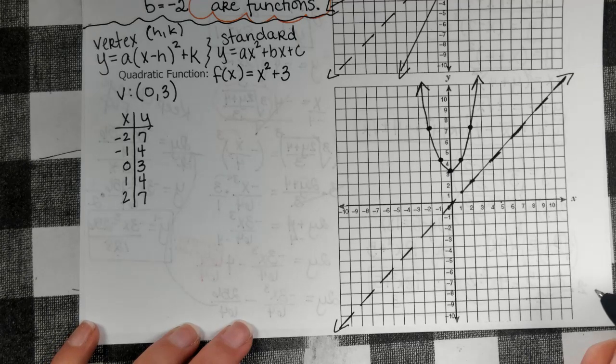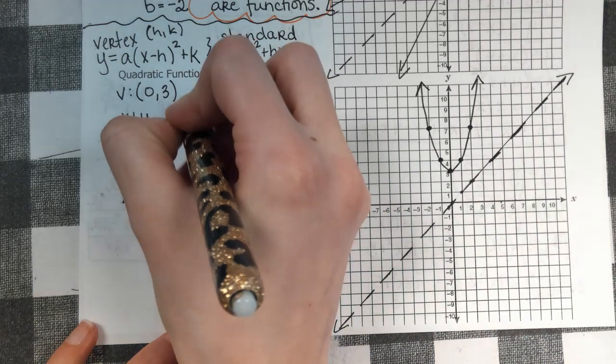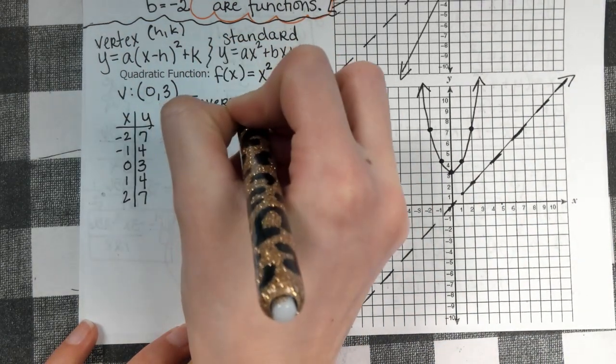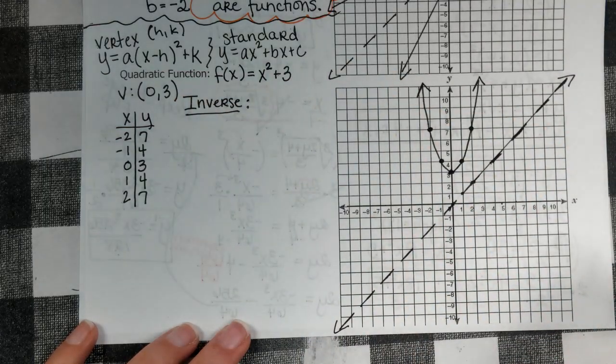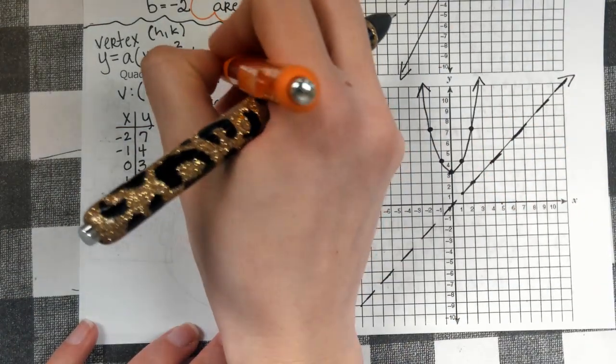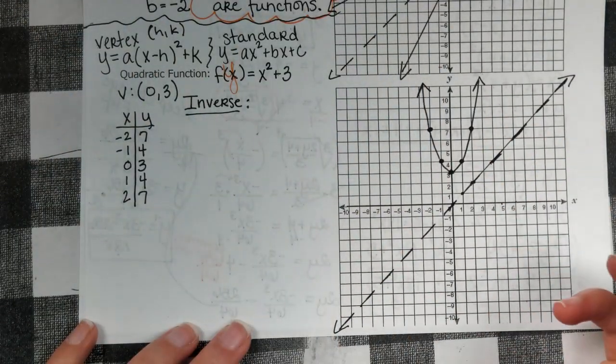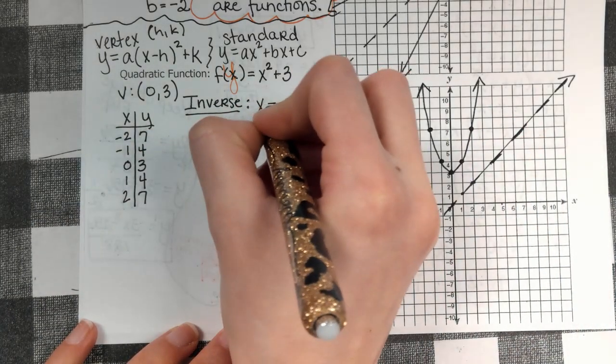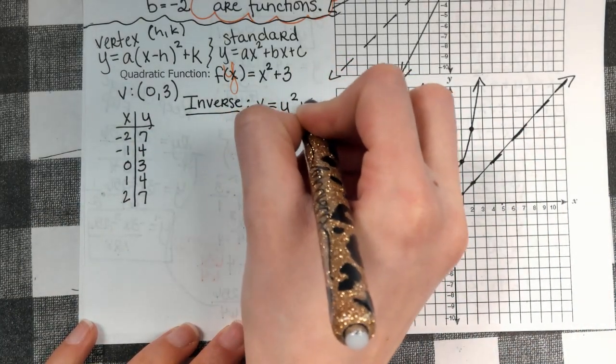Okay. Are we all caught up? Good. Now we need to find the inverse algebraically. So our first step of finding it algebraically is to do what? Interchange your x and y. So x equals y squared plus 3.